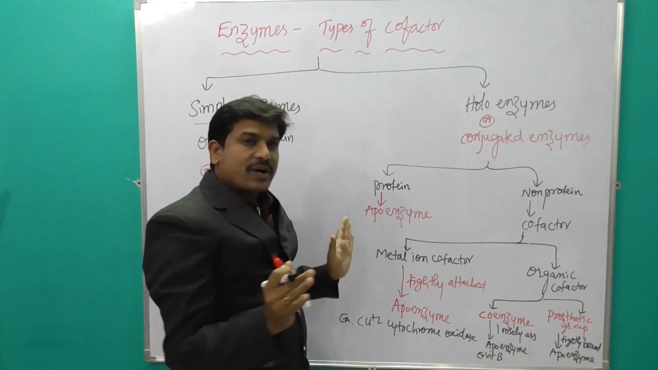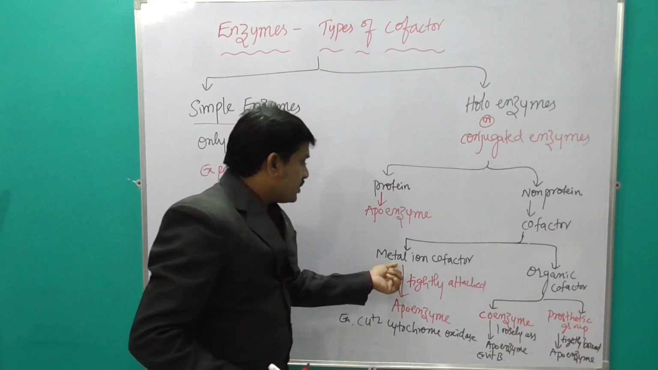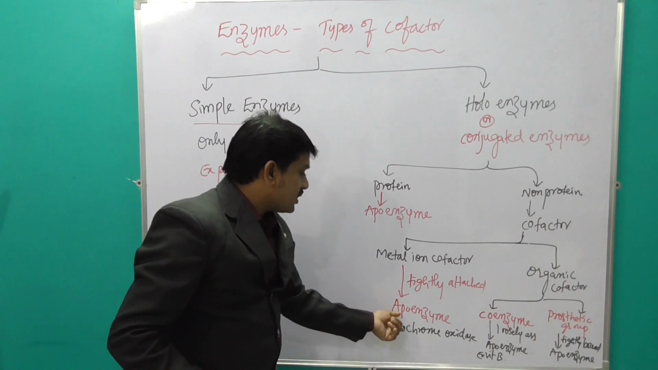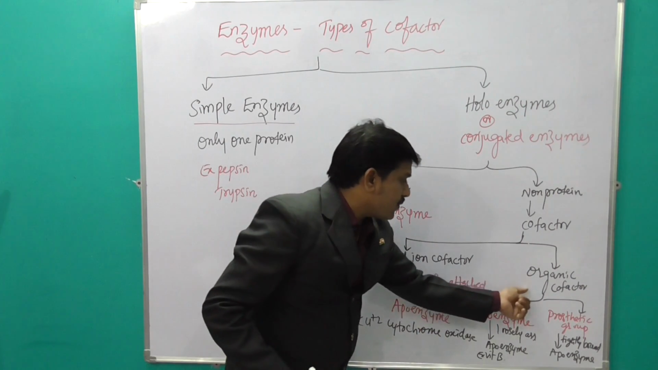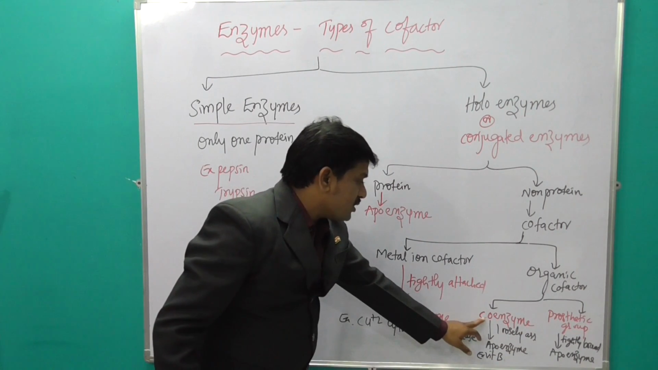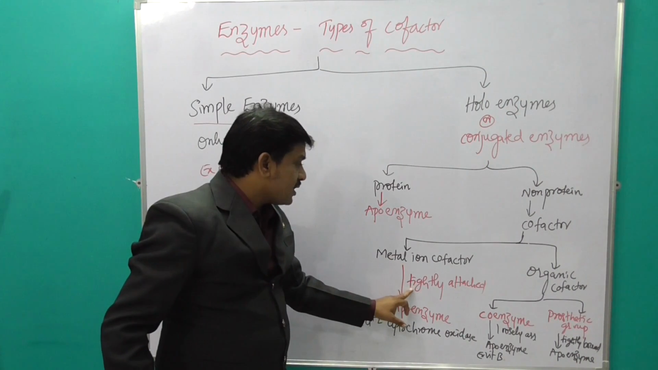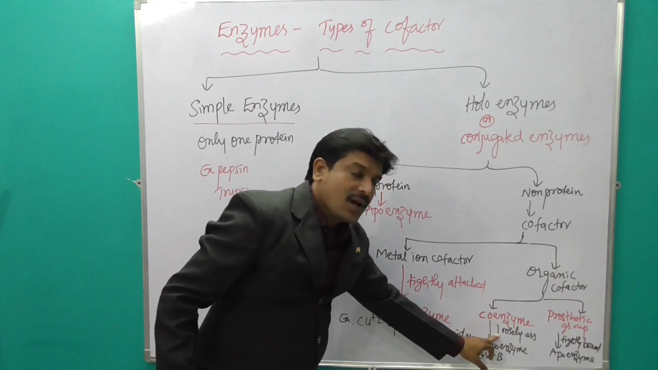This cofactor is divided into two parts: one is the metal ion cofactor, and the other is the organic cofactor. The metal ion cofactors are tightly attached with the apoenzyme. The organic cofactors are of two types, coenzyme and prosthetic group. The coenzyme is loosely associated with the apoenzyme, while the prosthetic group is tightly bonded.